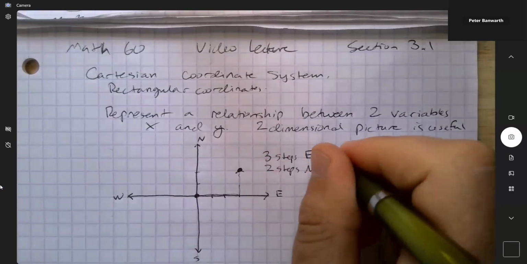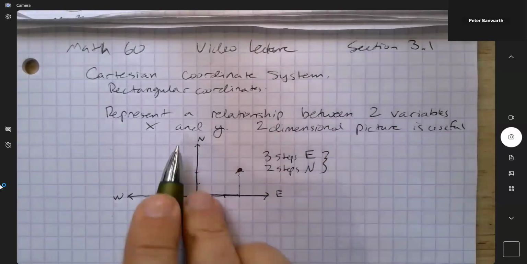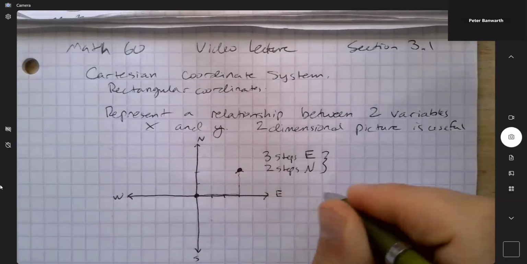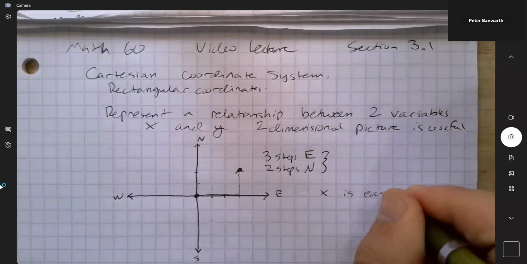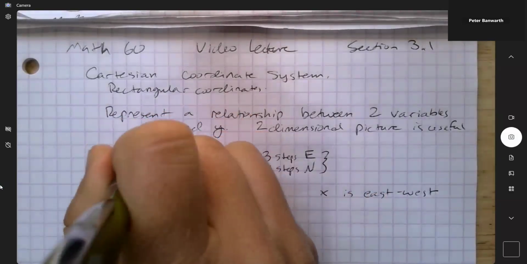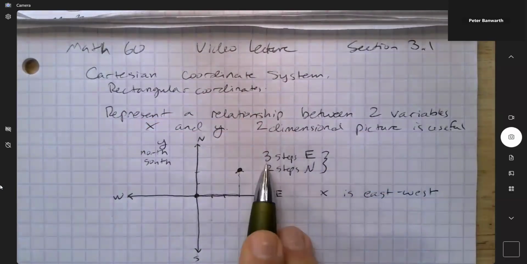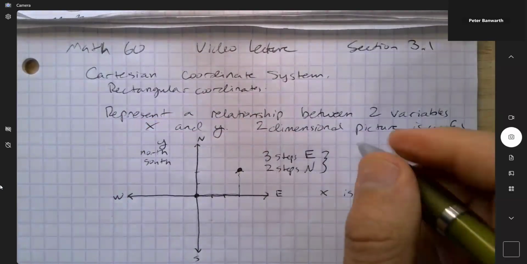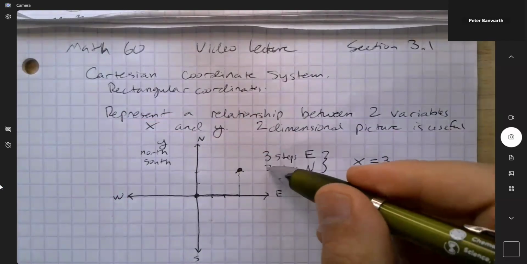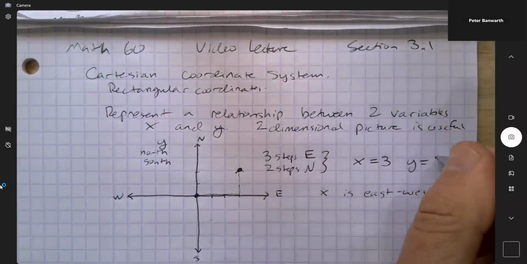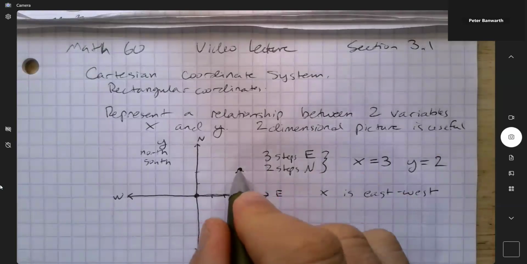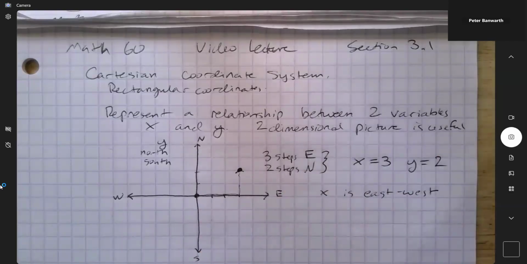Now we have a slightly shorter notation. We're looking at a relationship between x and y. So let's consider x to be our east-west axis. X is east-west, and y is north-south. Then instead of saying 3 steps east, I would be taking 3 steps in the x direction. X is 3. And instead of saying 2 steps north, I would be saying take 2 steps in the y direction, y equals 2. So this point is the point where x equals 3 and y equals 2.